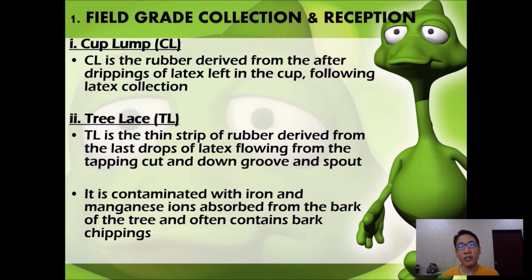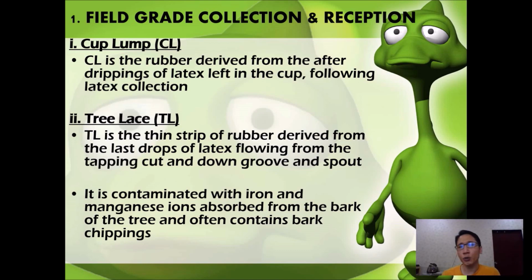Cup lump is the rubber derived from the after-drippings of latex left in the cup following latex collection. How to identify the cup lump is very simple. Any leftover latex that auto-coagulated in the cups, we call it cup lumps.